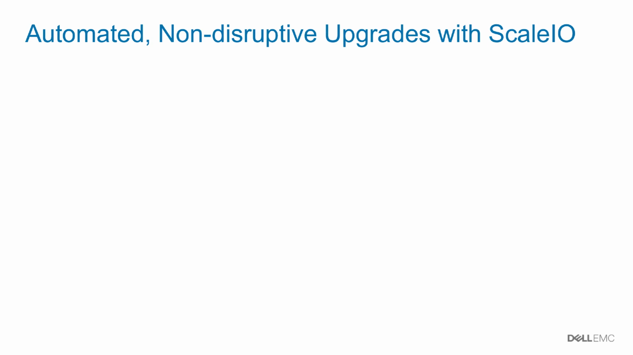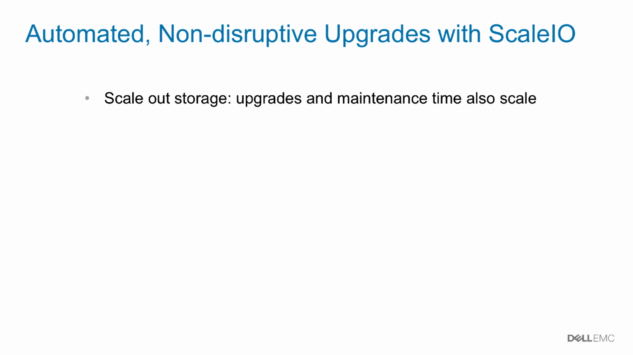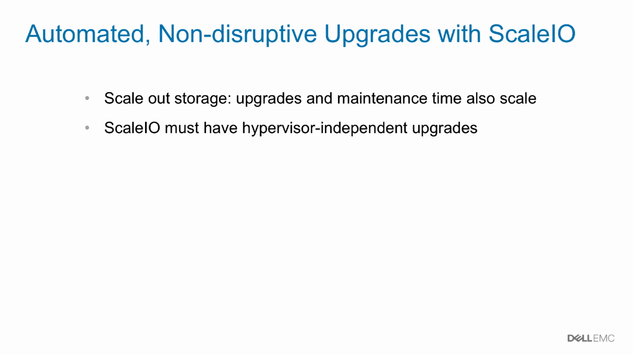Because storage that scales out means the potential for many nodes, it would be time-consuming to maintain and upgrade them individually. ScaleIO is hypervisor independent, so it can't rely on a specific hypervisor to facilitate upgrades. It takes care of its own coordination and clustering.